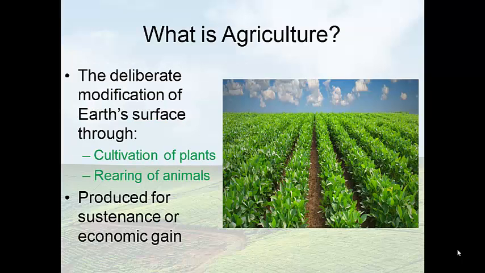Alright, so let's get to agriculture. What is agriculture? Well, it's the deliberate modification of the Earth's surface through the following: the cultivation of plants, growing, harvesting, and the rearing of animals, domestication of animals, using them, let's say, maybe for meat. And agriculture has two main purposes: for subsistence, to live off of, or economic gain.